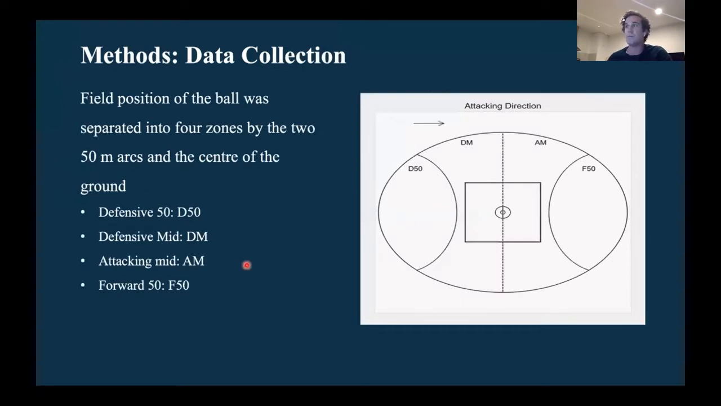So how field positions are typically split up in Australian rules football is into four zones. If this team here is attacking from the left to the right, you've got your 50-metre arcs and the centre of the ground. So here, you've got your defensive 50, defensive mid, attacking mid, and forward 50.